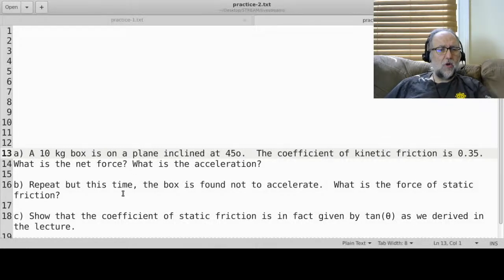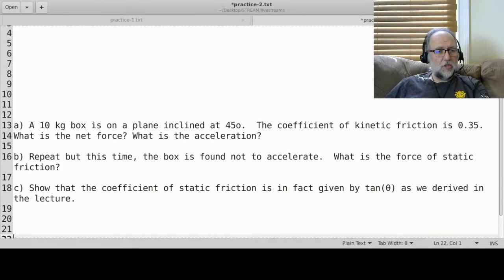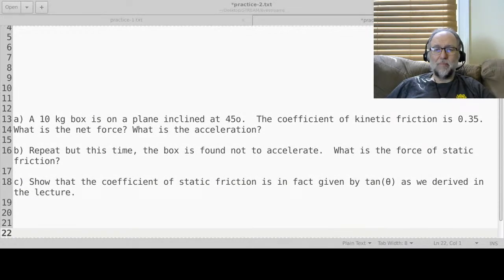Let's do this problem here. Right now we're just going to do one problem in three parts, and it's just a single block on an incline plane. On Thursday, I'll do a problem where I have two blocks connected by a string, which is a little bit more complicated.